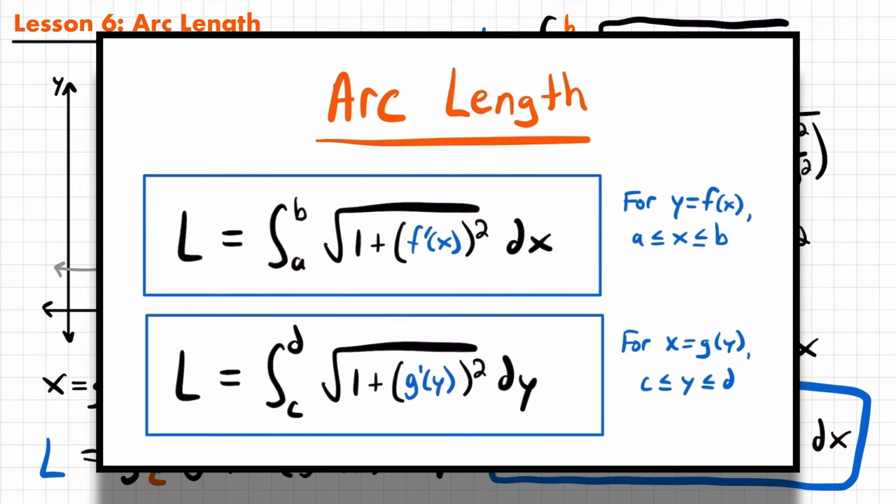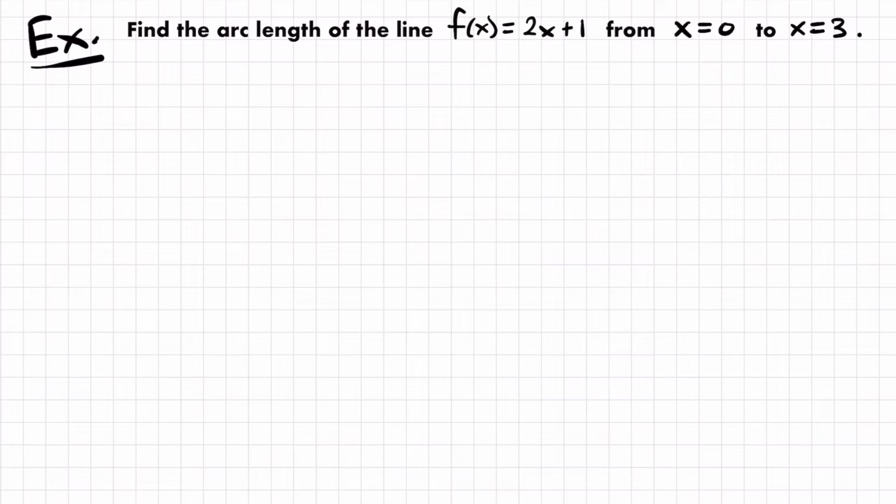dy. Alright, so now that you've seen where the arc length formulas come from, let's look at some example problems where we use these formulas. Alright, so here's our first example. We want to find the arc length of the line f of x equals 2x plus 1 from x equals 0 to x equals 3.